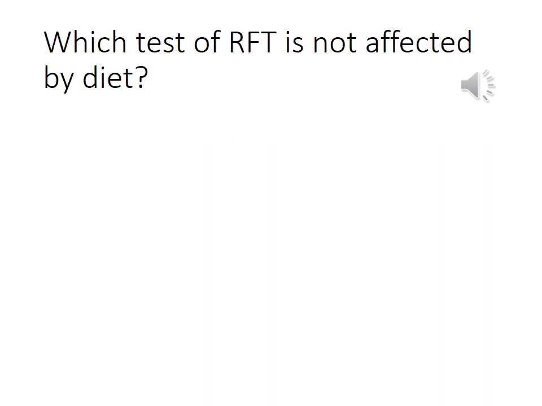So we did renal function tests: serum urea, serum creatinine, serum uric acid. Now we said serum urea is affected by protein in the diet. If I eat too much protein, I'll have too much urea produced. Uric acid is also affected by diet. How? If we eat too much meat, which again has too many cells and each cell has a nucleus, it can increase the serum uric acid. So serum uric acid is also affected by diet. Serum urea is affected by diet. Which test is not affected by diet? It's serum creatinine. So it's the most reliable renal function test because it is not affected by diet.